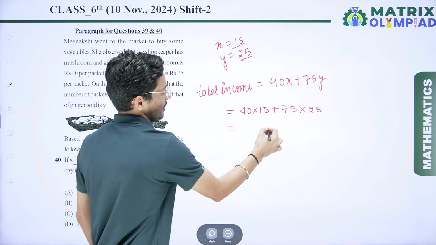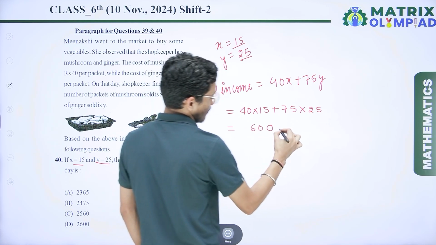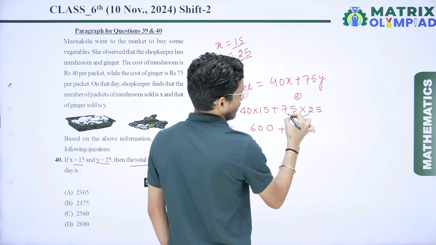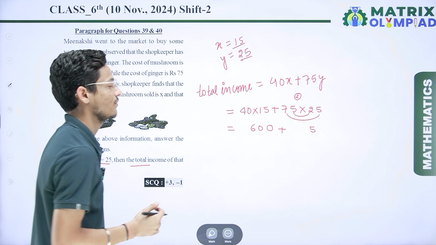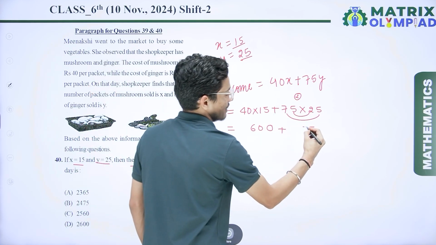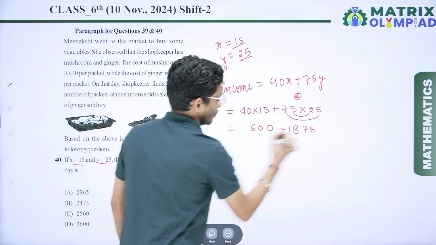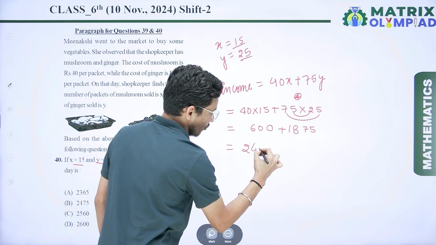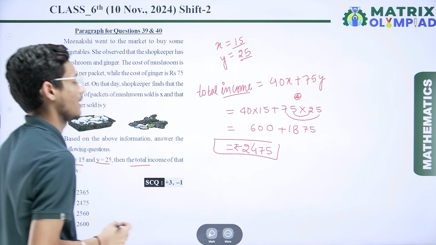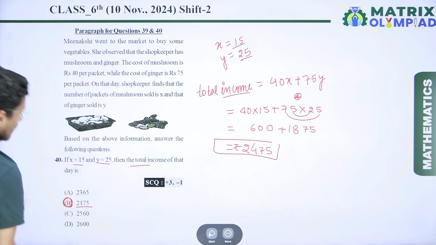So here if I multiply, 0, 15 twos are 30 and 15 fours are 60. So here I get 600. Plus 5 fives are 25, carry 2, 5 twos are 10, and 7 fives are 35. 35 plus 10 is 45, 45 plus 2 is 47. So here we get 7 and carry 4. 7 twos are 14 and 14 plus 4 is 18. So if I add here, I get 2475 rupees. That is the total income of the day. So 2475. Here option B is the correct answer.